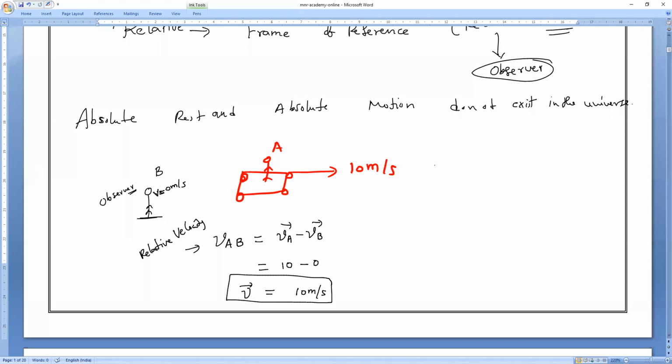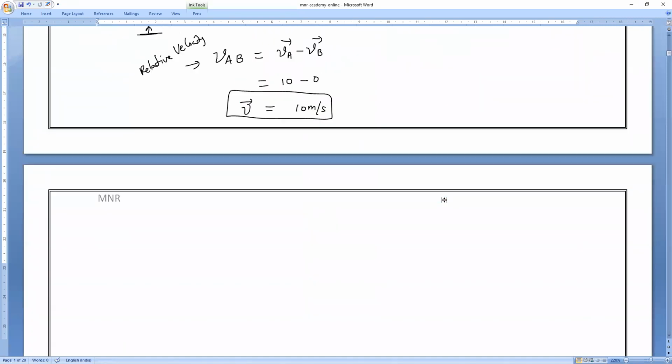So let me consider another case. If anybody has any doubt, you can ask me. The base introduction is very important, more than the concept. That is what I need.